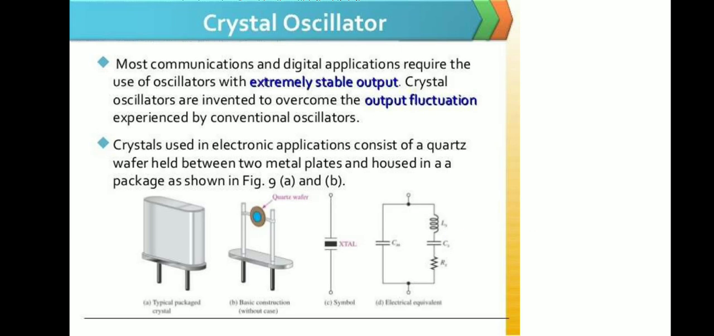Now the next oscillator is a crystal oscillator. Most communications and digital applications require the use of oscillators with extremely stable output and high frequency. The crystal oscillators are invented to overcome the output fluctuations experienced by the conventional oscillators. The crystals used in electronic applications consist of a quartz wafer held between two metal plates and housed in a package as shown in the figure.